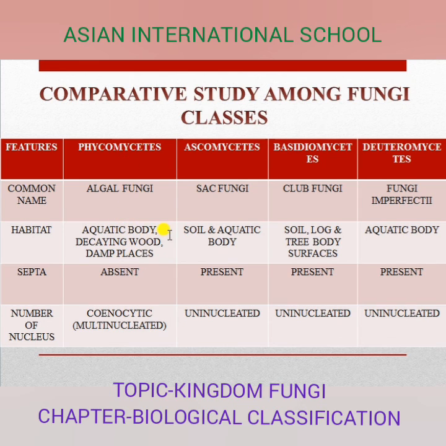Next, if you consider habitat, in case of phycomycetes or algal fungi, they are commonly present in aquatic bodies. They can grow on decaying wood, as well as in damp, shady places. Ascomycetes you can see on the soil surface, and they can also float on water bodies. Basidiomycetes are commonly found in soil. They can commonly grow on a log or tree body surface. Log means a dead plant body or plant stem. On the tree body, an existing plant body, this type of fungi can survive. And deuteromycetes, which is fungi imperfecti, can be present in aquatic bodies.